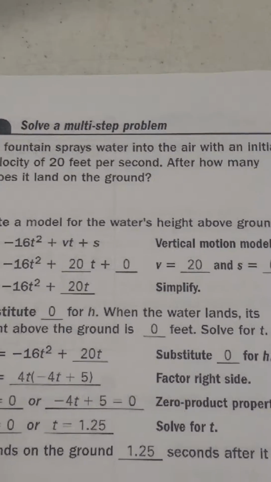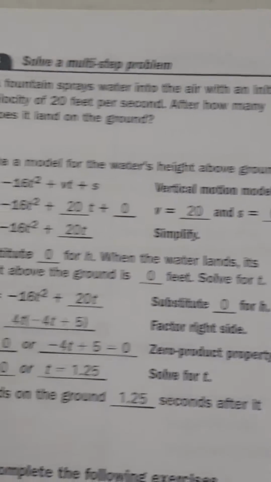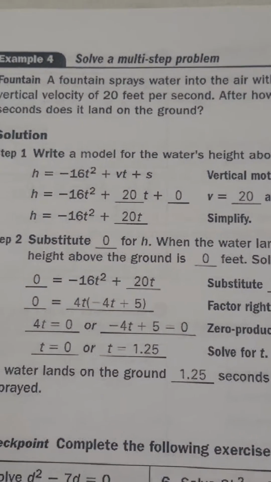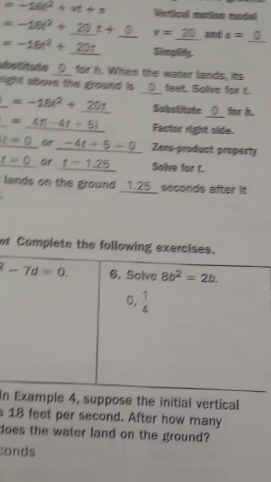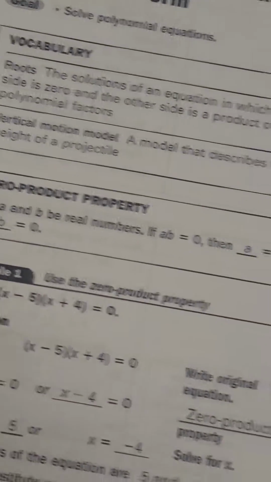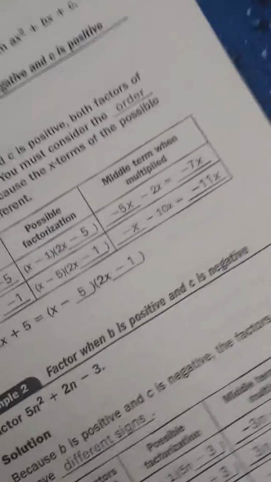A fountain sprays water into the air with an initial vertical velocity of 20 feet per second. After how many seconds does it land on the ground? Write a model for the water's height above the ground. I'm pretty sure I went through the vocabulary of that. Vertical motion model that describes the height of a projectile. Vocabulary.